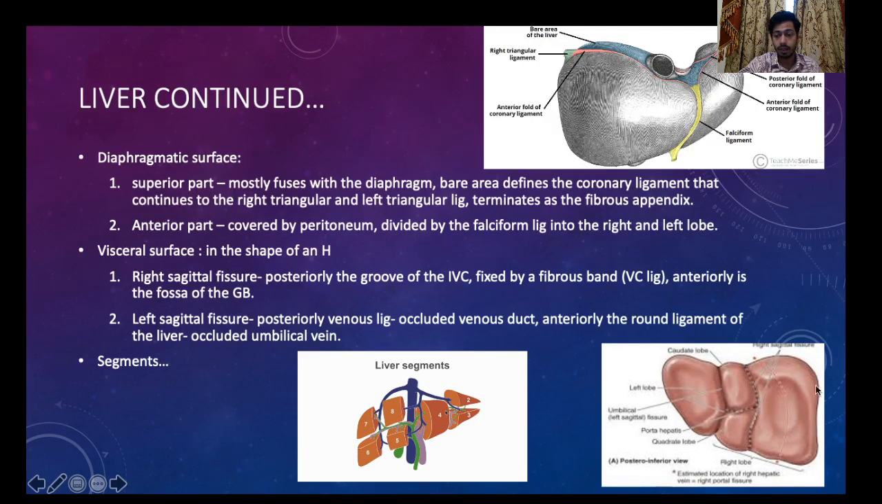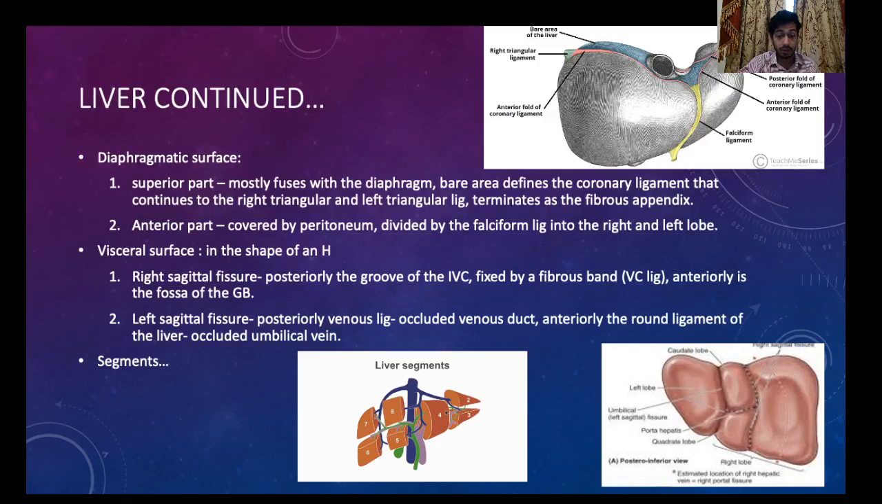The visceral surface would be the interior aspect, if you're looking from behind the liver. So you have fissures. Fissures are small grooves, small canals, which you might find vessels passing through, ligaments passing through, or nerves. Especially in the liver, it's usually the ligaments and also the vessels. So in the right sagittal fissure, which is right here, it's like an H shape, you'll see the visceral surface.